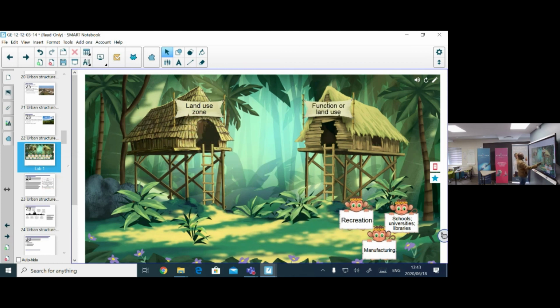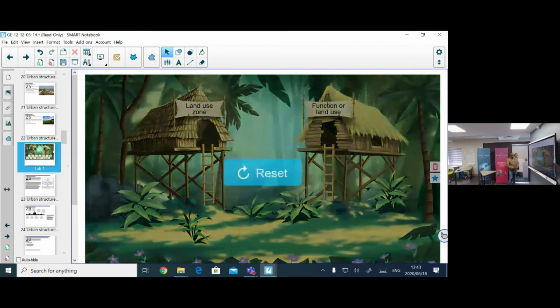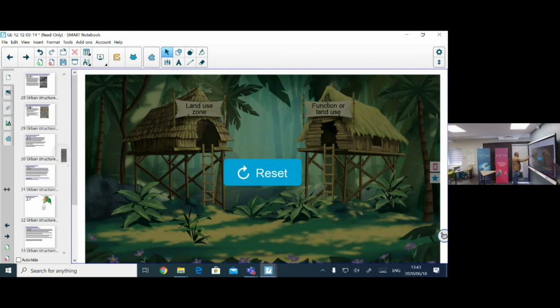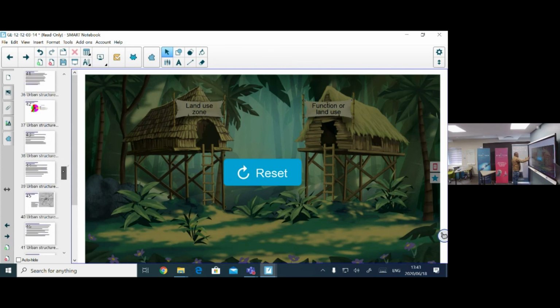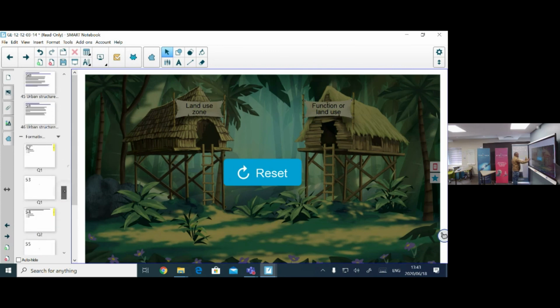Then recreation. It is a land use zone. Manufacturing is a function and land use. Then school, function and land use. So that's the end of our game. Let's skip these and just go to do some 1 or 2 questions here.